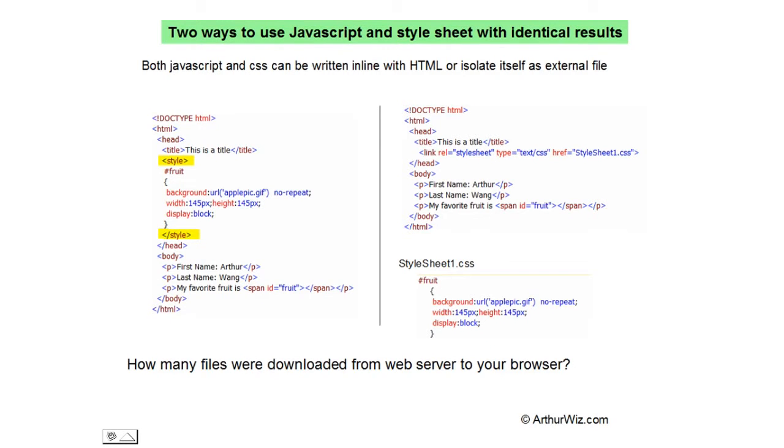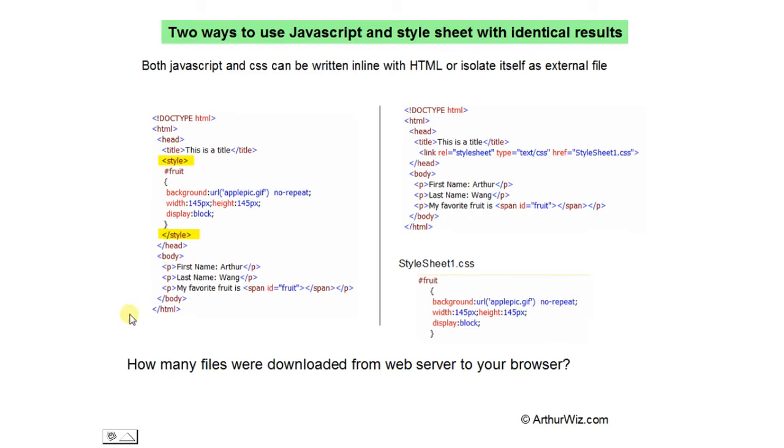Both the JavaScript and the CSS example that we showed in the previous slides are written inline, and that means it's inside the HTML code. And there's another way that you can separate them into a separate file. So the example on the left is inline because it's inside the HTML code, and they are in the same file.